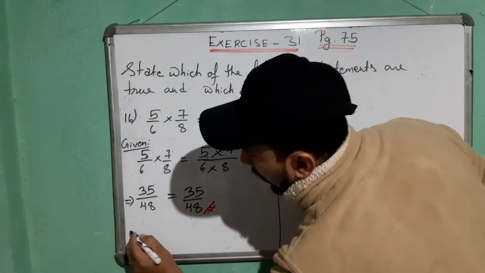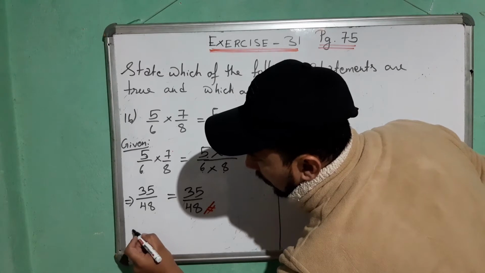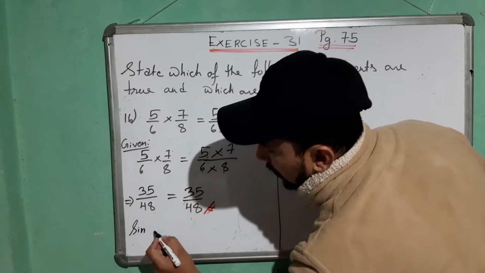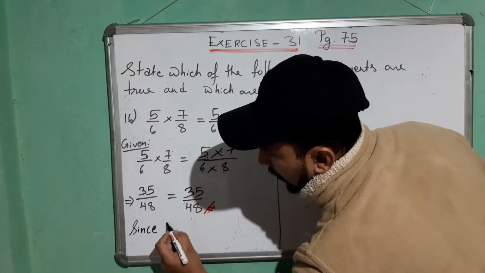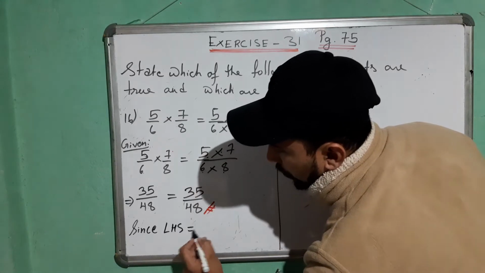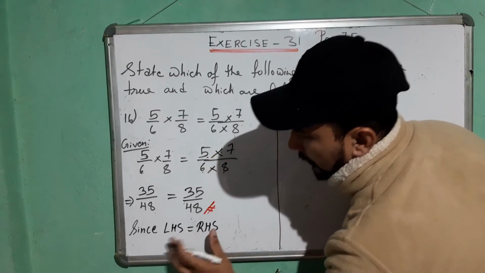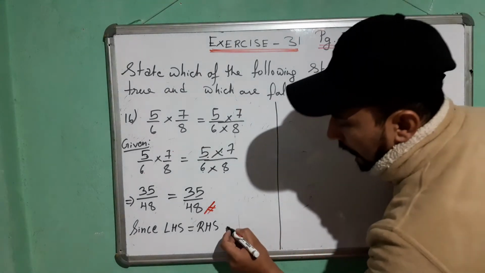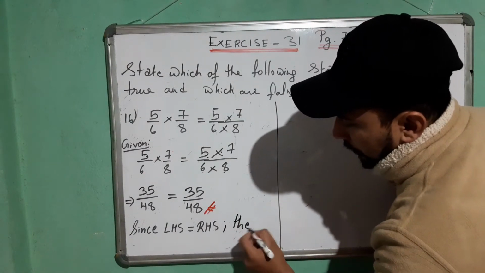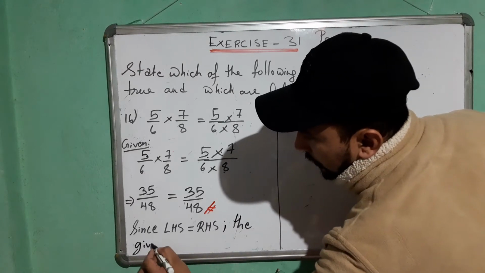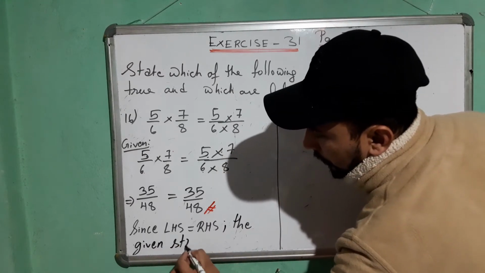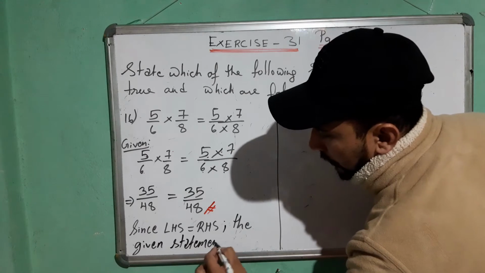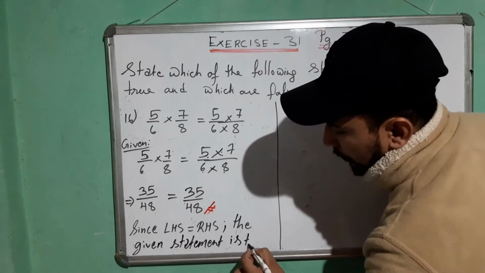Since LHS is equal to RHS, I'll give the meaning of LHS and RHS. Since LHS equals RHS, the given statement is true.